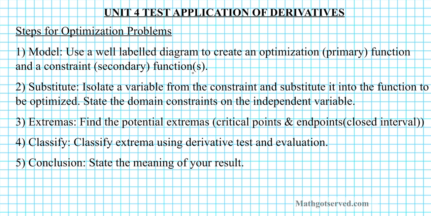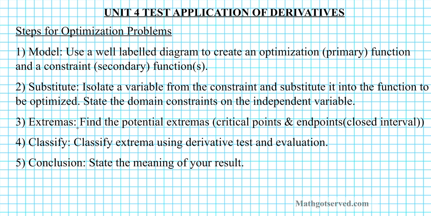You're going to have a lot of variables all over the place. And in part two, you're going to make a substitution. The goal is to express the optimization function as a function of just one variable as opposed to multiple variables. So you isolate a variable or variables from the constraint and you substitute into the function to be optimized. And then you also want to state your domain constraints on the independent variable.